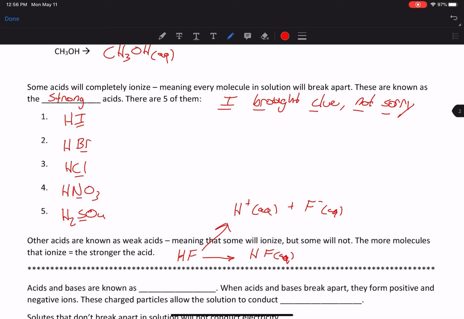So the main difference between your strong and your weak acids is that strong acids, every single one of these will break apart into its ions. However, with your weak acids, some of them will stay together and then some of them will break apart. All right.